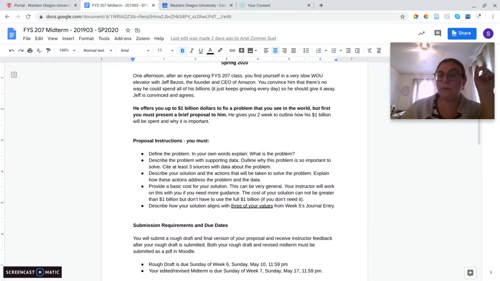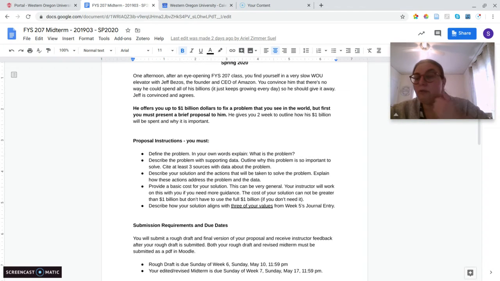Your $1 billion proposal must include a definition of the problem in your own words. What is the problem? A description of the problem with supporting data. Outline why the problem is important to solve. Cite at least 3 sources with data about the problem. First, you define the problem, and then you describe the problem with data to back it up.